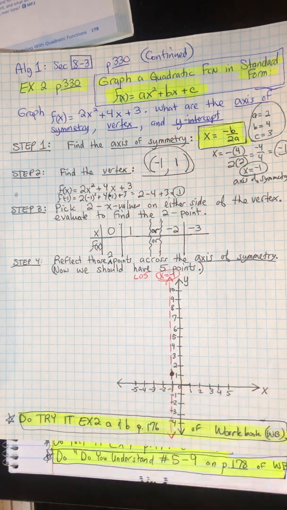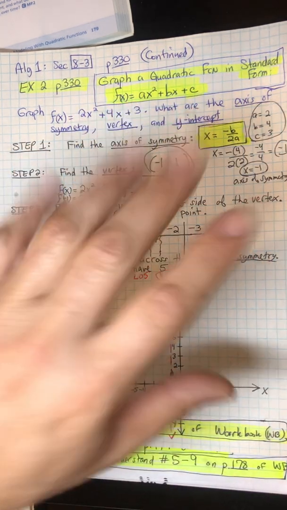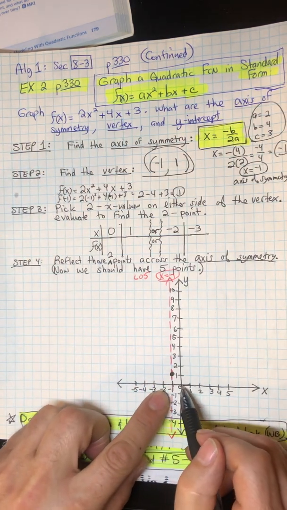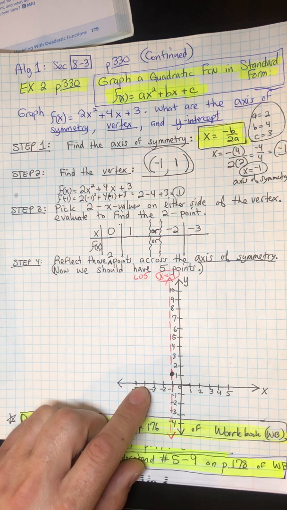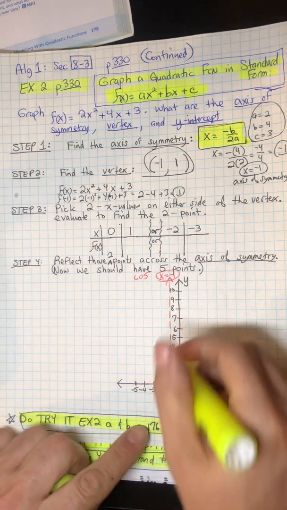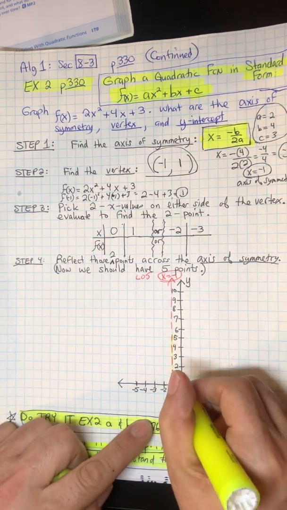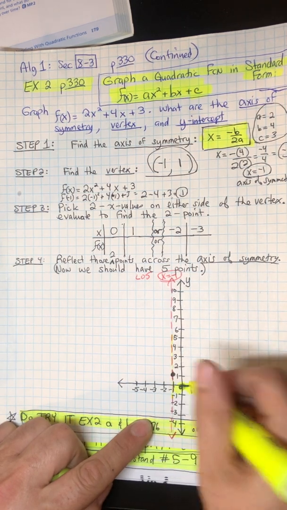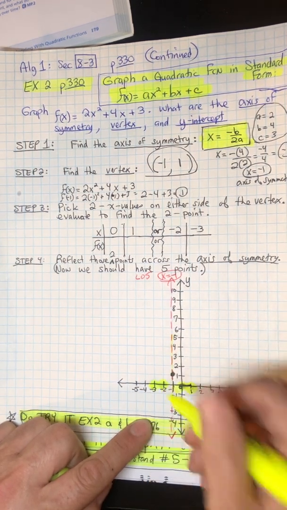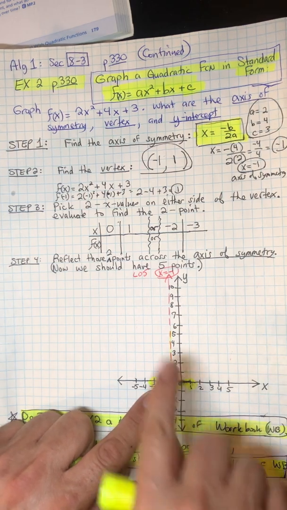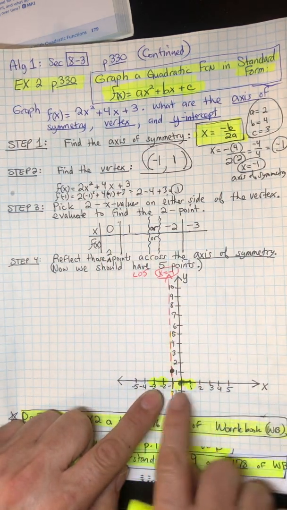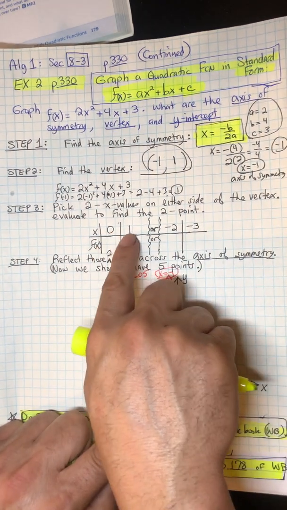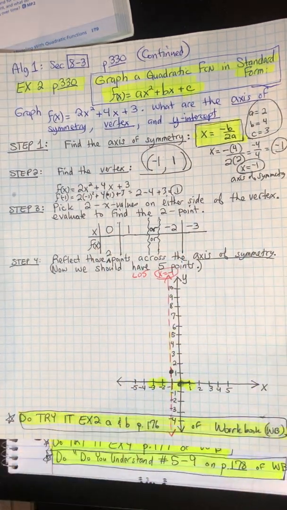Now, to finish this graph, remember we need 5 points. What we want to do is pick 2 x values either to the right or to the left of the line of symmetry. The line of symmetry is at -1. So we want to pick 0 or 1, or we can pick -2, -3. You see how I picked 2 x values to the right or to the left. Doesn't matter which ones. But they both have to be on the same side.